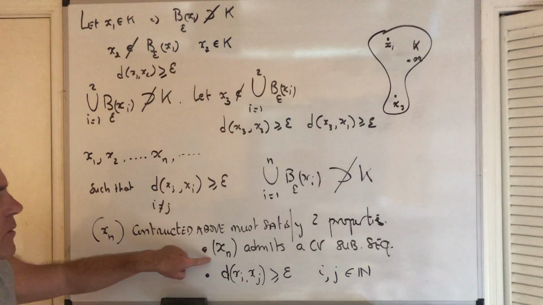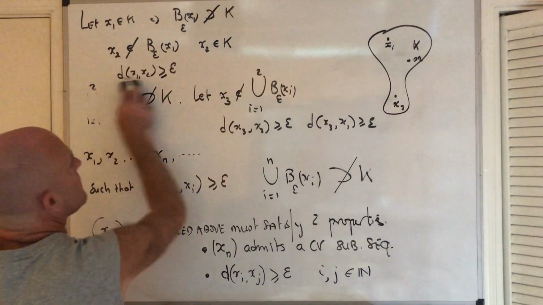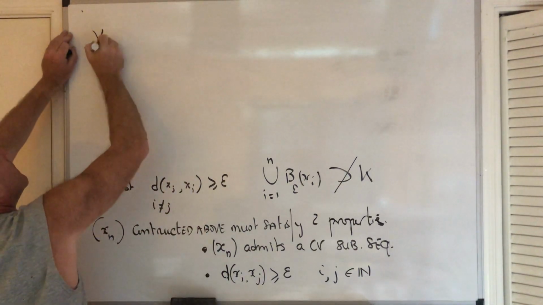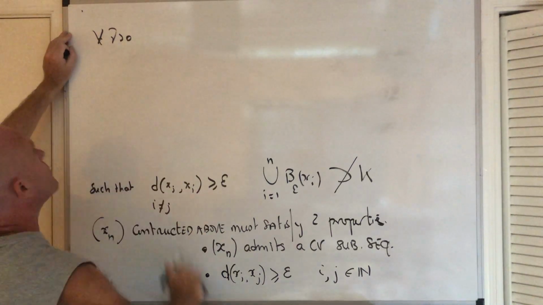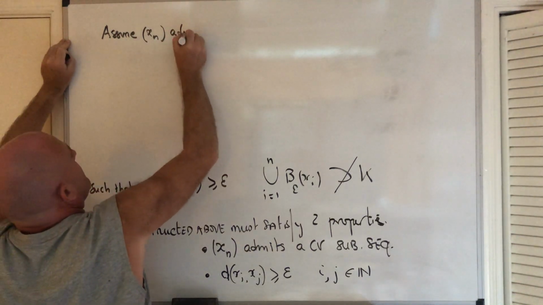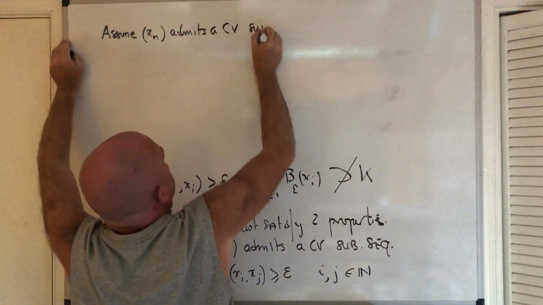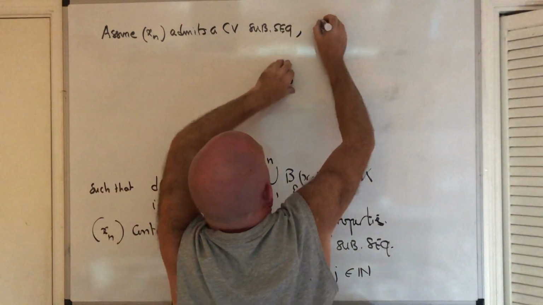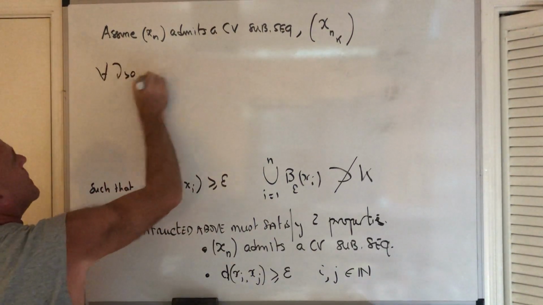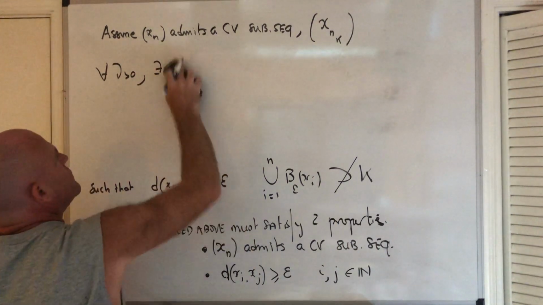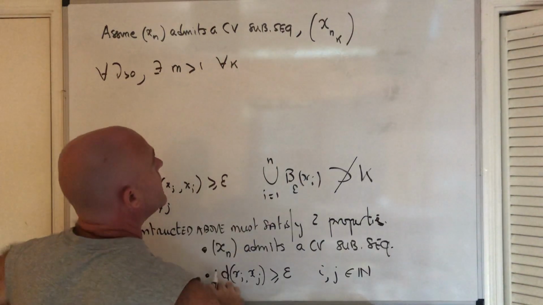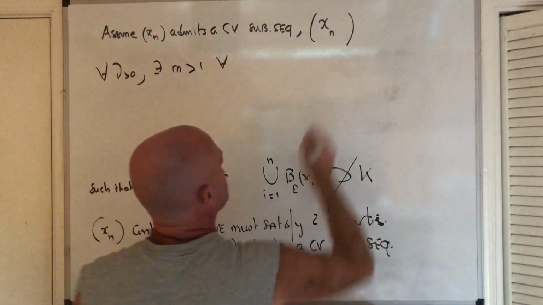Why? Because if xn admits a convergent subsequence, let's assume xn admits a convergent subsequence, and let's call it x_{n_k}. That would mean that for any nu positive, there would exist a capital M bigger than 1, such that for any k. I should not call it k, it's dangerous with this notation. Let's call it l if you don't mind, guys.